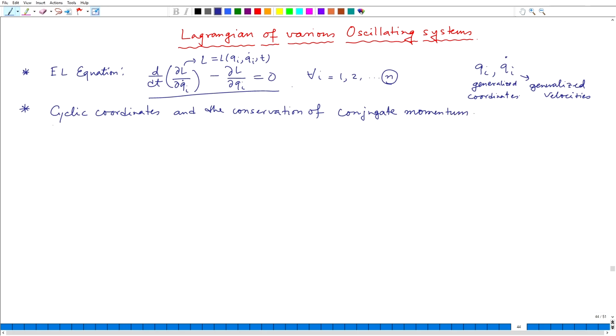That means if a certain q_i, let us say q_i star, is not explicitly present in the expression of the Lagrangian, then this is called a cyclic coordinate. If the system has more than one degree of freedom, it is possible to have more than one cyclic coordinate. Then, if there is a cyclic coordinate q_i star, then p_i star, which is nothing but ∂L/∂q_i star dot, is a constant of motion.